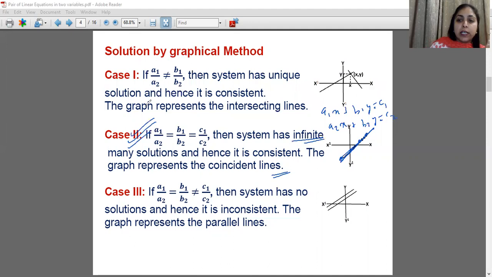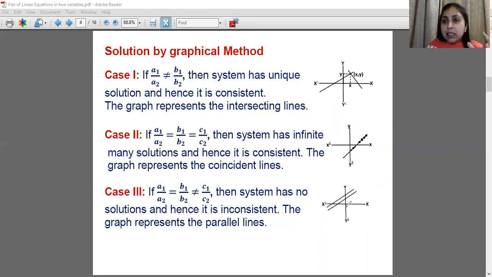Now come to case 3. What is case 3? Case 3 is when a1 upon a2 is b1 upon b2 but not equal to c1 upon c2, then the system has no solution. The system has no solution, and so the system is inconsistent. And the lines are parallel. Why parallel? There is no solution, and we know parallel lines cannot meet. Parallel lines cannot meet, so the system is inconsistent and it has no solution at all. So here is the main theory behind the chapter pair of linear equations. Now let us come to some questions related to these methods.